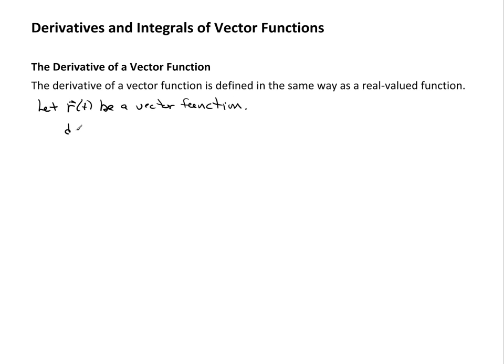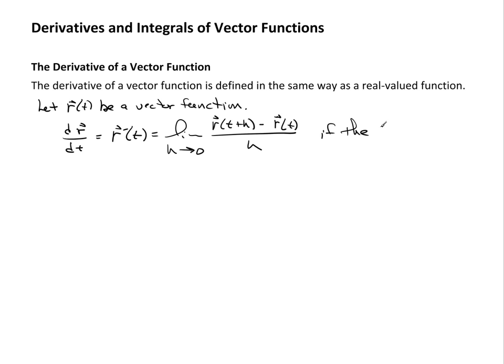Then dr/dt equals r prime of t, which is equal to the limit as h goes to 0 of r of t plus h minus r of t, divided by h, if the limit exists.